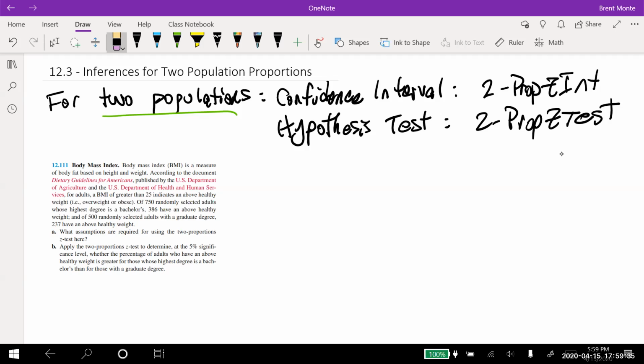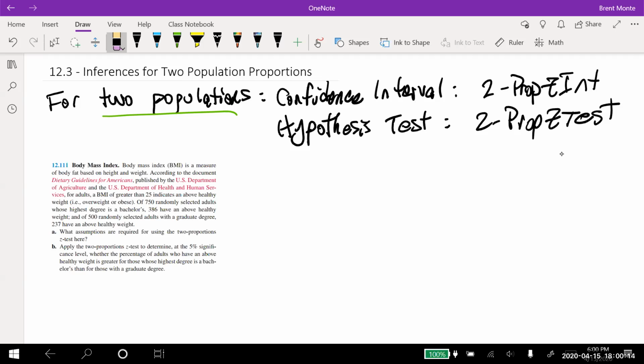Well, the assumptions we make is that these are simple random samples and that we have either normally distributed proportions or we have large enough sample sizes. Well, we definitely have large enough sample sizes because we had 386 above the recommended BMI of 25 out of 750. So 386 were above, and over 300 were below. So they only have to be 5. So we're definitely safe there.